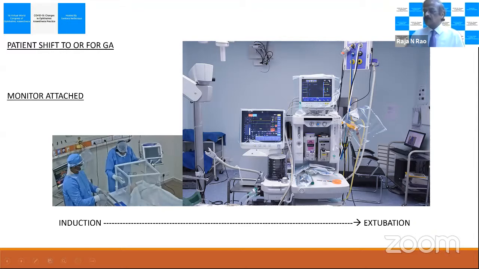Once this is given, rapid sequence induction is done, and then the endotracheal tube is put into the trachea, the cuff is inflated first, and then a filter is kept and it is attached to the ventilator. Meanwhile, when we are doing this induction, only three people are there: anesthetist, technician and a nurse. And one runner is waiting outside the OR, watching through the glass. If anything is necessary, we ask her to help. After we put the endotracheal tube and everything is over, we call the surgeon and the scrub nurse, so that 10 minutes after this induction, they enter the OR.